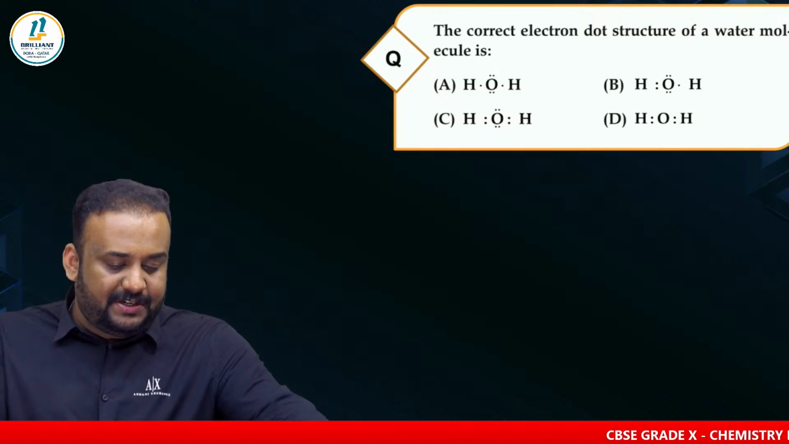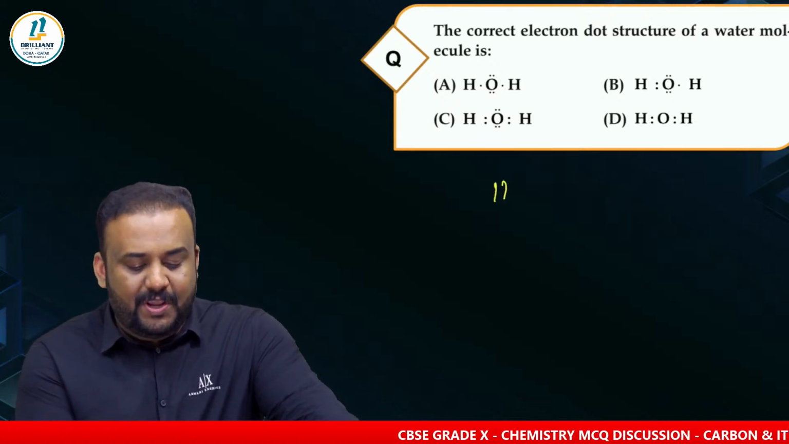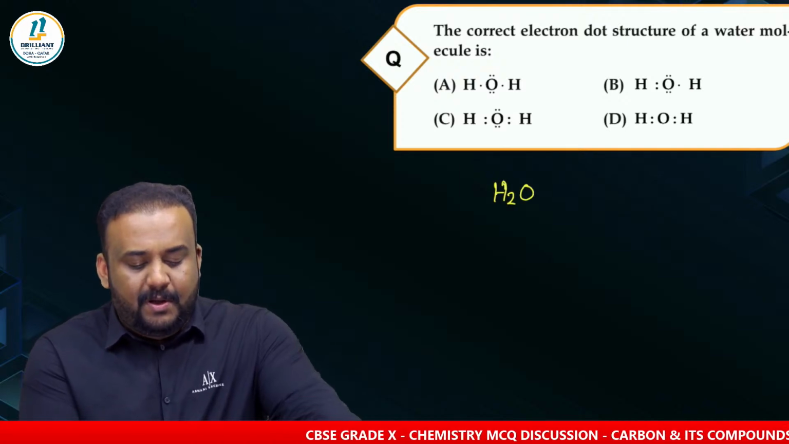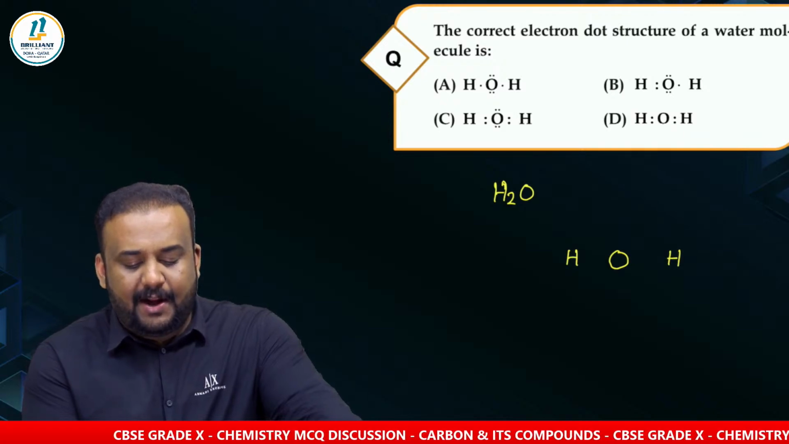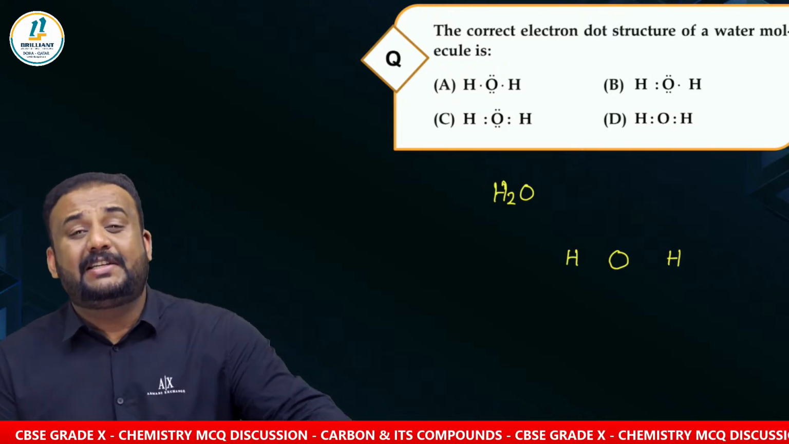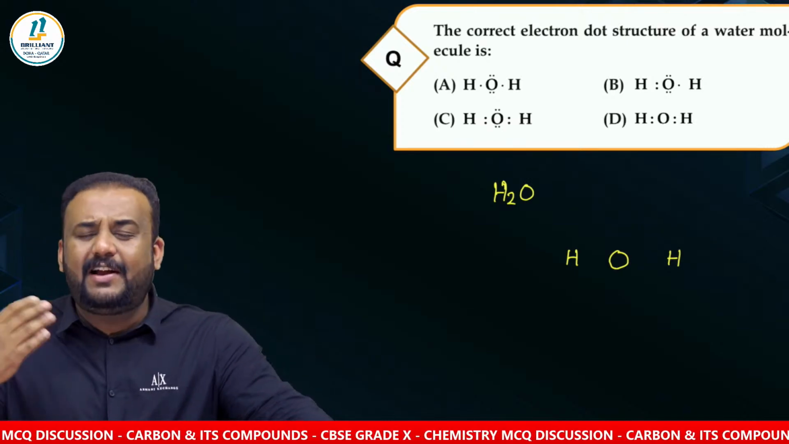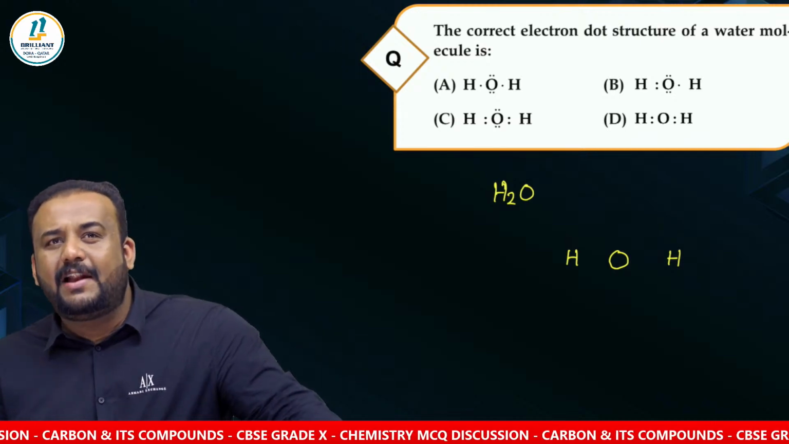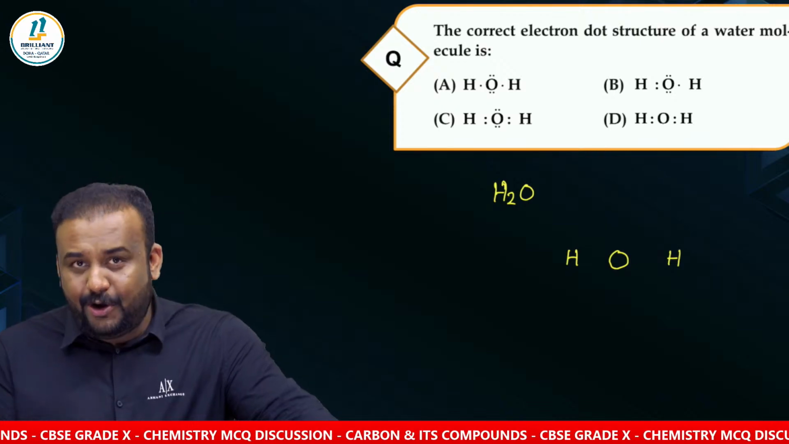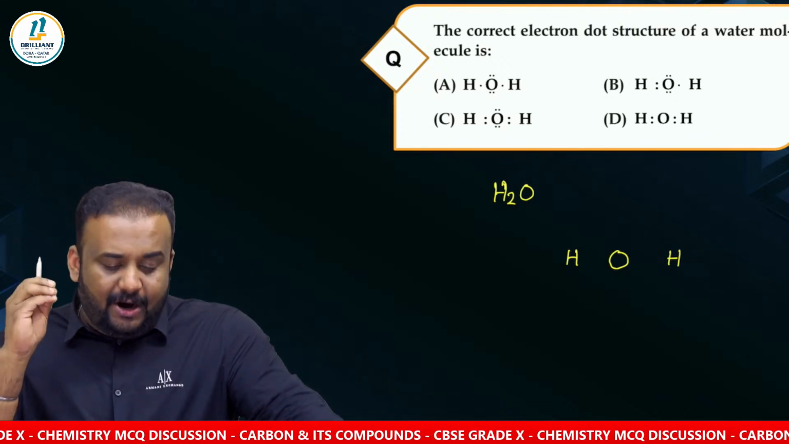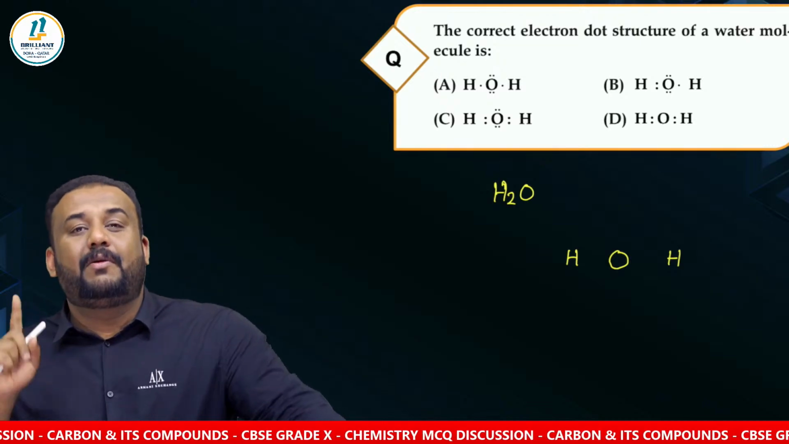The correct electron dot structure of a water molecule is? Yes, water molecule. In H2O, you know that oxygen is the central atom, right? And then we have hydrogens around it. Now, oxygen is an element which has 6 valence electrons, and hydrogen has 1 valence electron. And you know that where there is no possibility of losing or gaining, sharing is the only option, right? So in oxygen's case, oxygen requires 2 electrons, whereas hydrogen requires 1 electron.